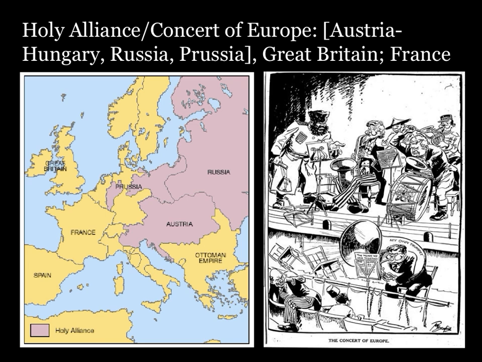However, other countries wanted a less religiously based and more diplomatic format for the discussion of problems. And eventually, you get the creation of the Concert of Europe, which included the Holy Alliance countries of Austria-Hungary, Prussia, and Russia, but also included Great Britain and then, in fact, France.